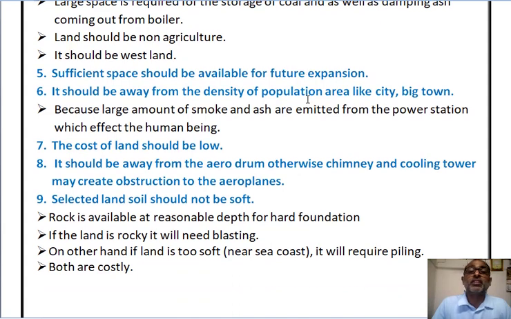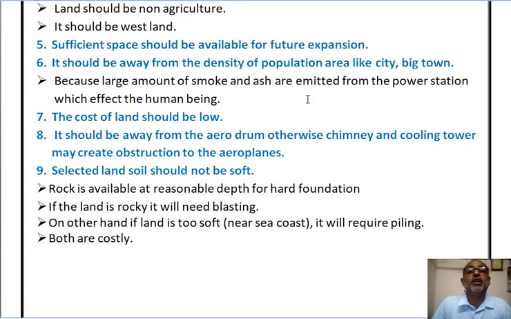Fifth, sufficient space should be available for future expansion, because in future if our load is increased, we are also required to increase the generation capacity of the power station. So sufficient space is required in the power station for the future expansion. Now sixth, it should be away from densely populated areas like big towns.